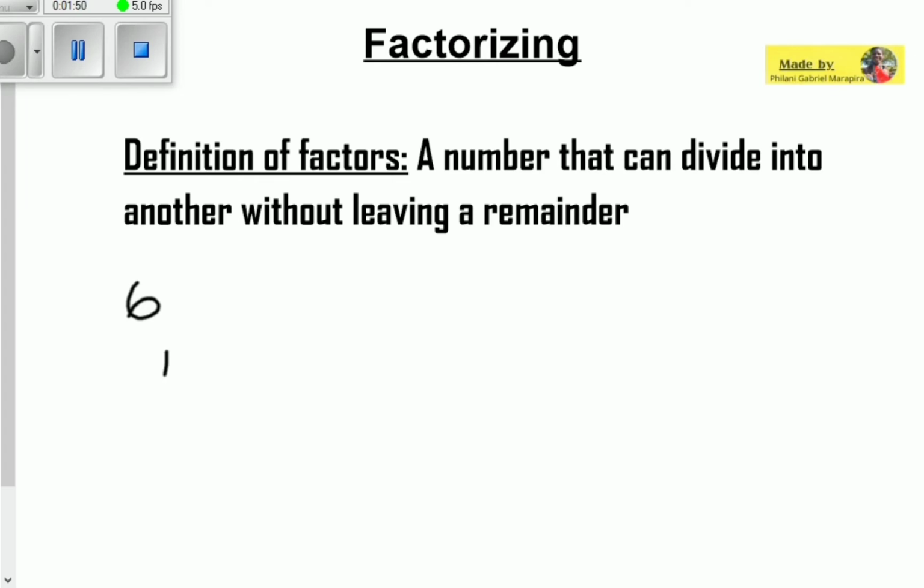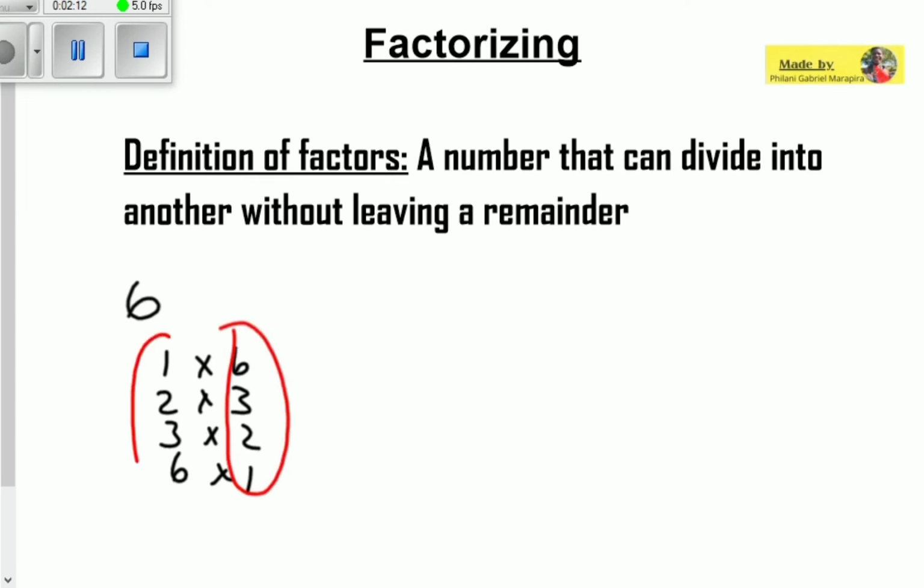Those are 1, because you can say 1 multiplied by 6. Those are 2, because you can say 2 multiplied by 3. Those are 3, you can say 3 multiplied by 2. Those are 6, you can say 6 multiplied by 1. You can see that this is actually a reverse of this, because when you have 1 here, you have 1 here. When you have 2 here, you have 2 here. When you have 3 here, you have 3 here. 6 here, you have 6 here. As you can see, this is actually a vice versa.